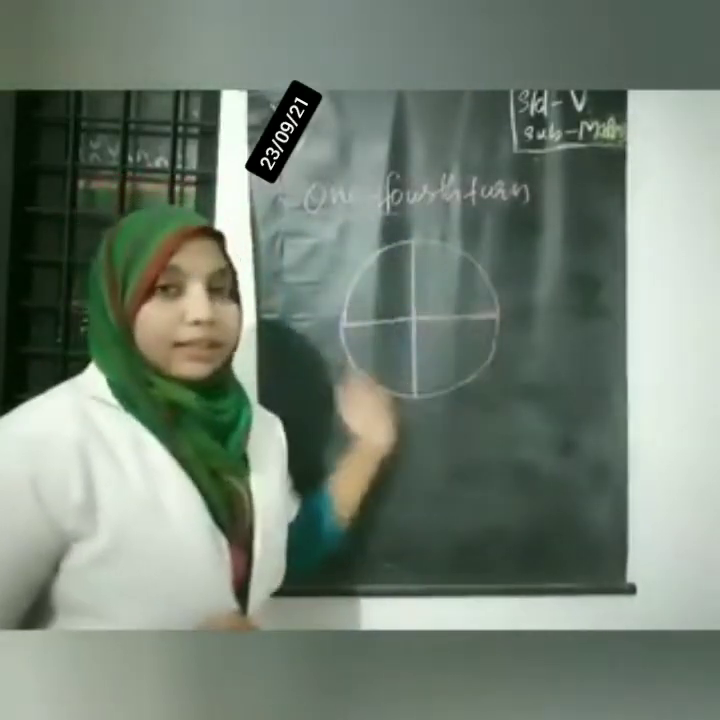Fifth lesson. We already studied symmetry, line of symmetry, and half turn, and we did the practice time also. Today we are going to study what a 1/4 turn is, how it works, and how it rotates. Listen. One circle is here.